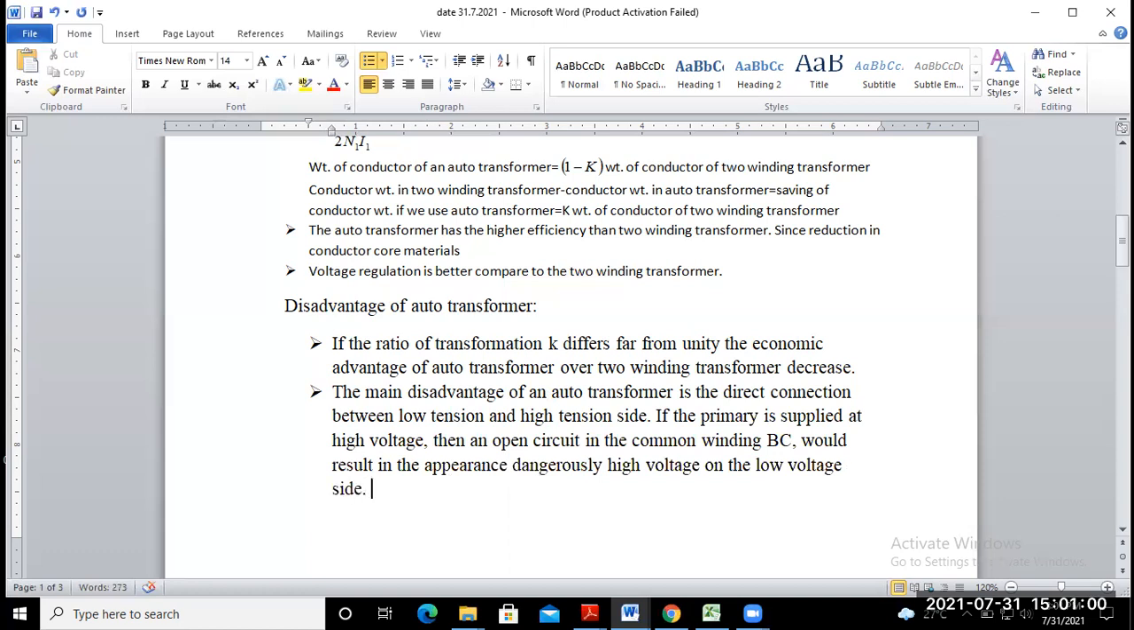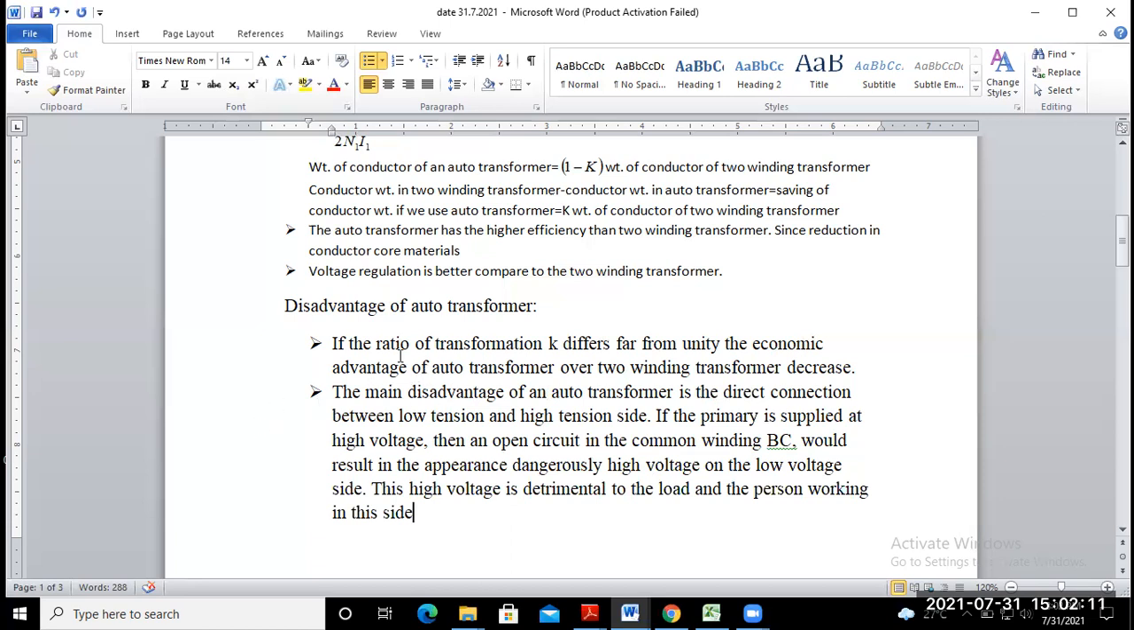This high voltage may be detrimental to the load and the person working at the low voltage side.